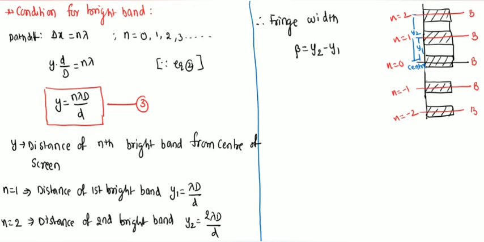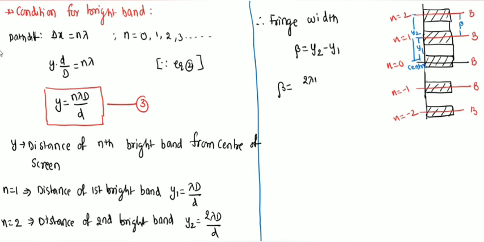If you find the separation between these two bands, when you do y2 minus y1, you will get the distance between the successive bright bands. Again, I will explain: this is the center of the screen. The first bright band distance is y1 from here to here. The second bright band distance from the center of the screen is y2. If you subtract them, you will get the distance between the successive bright bands. That is y2 minus y1, which is beta. Then we subtract and find the beta formula.